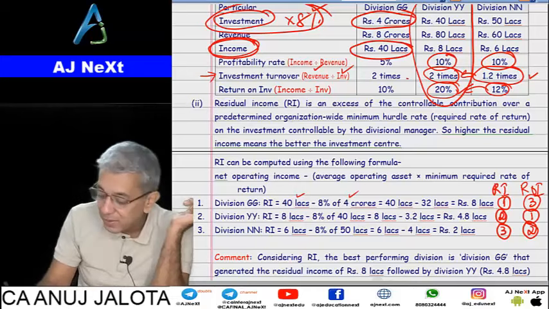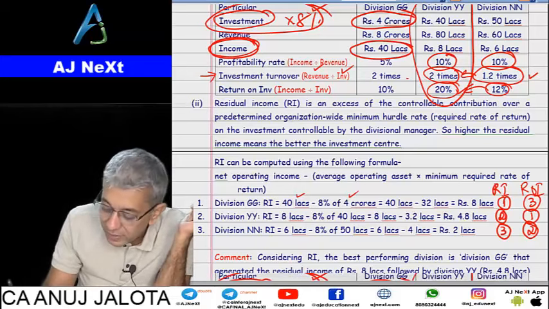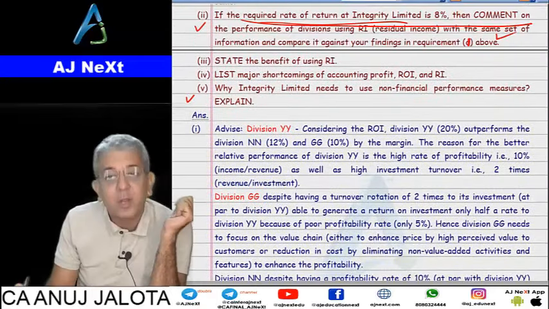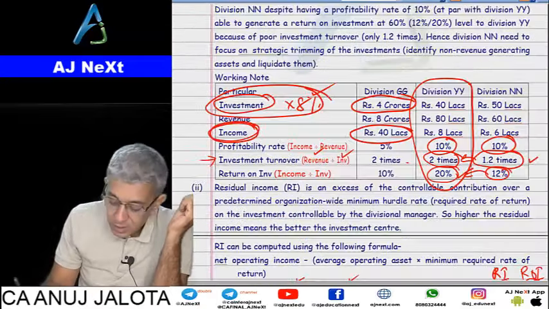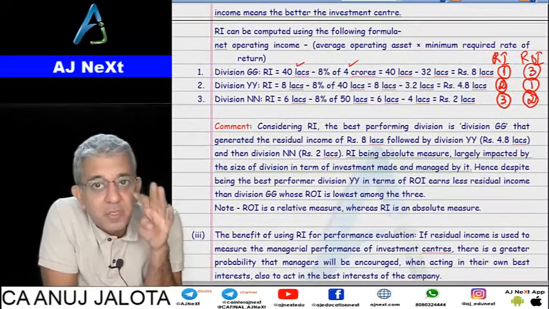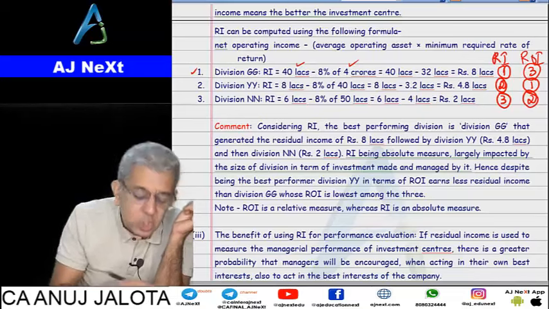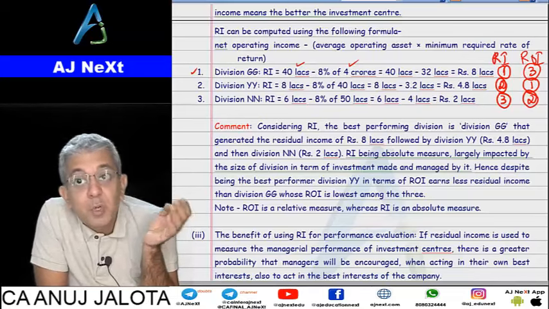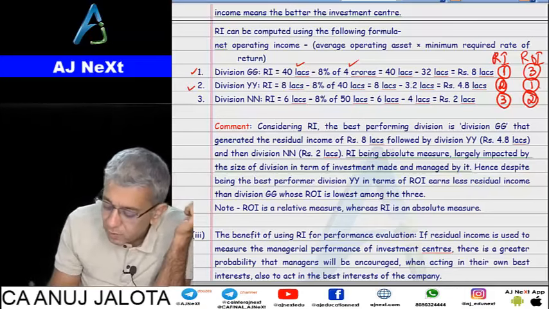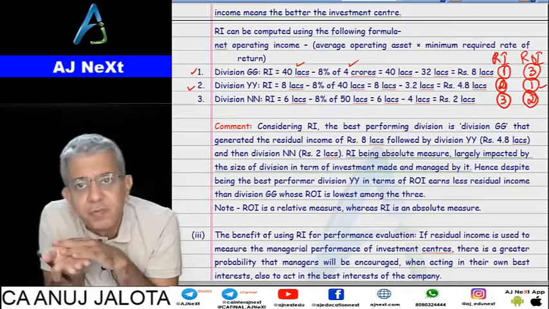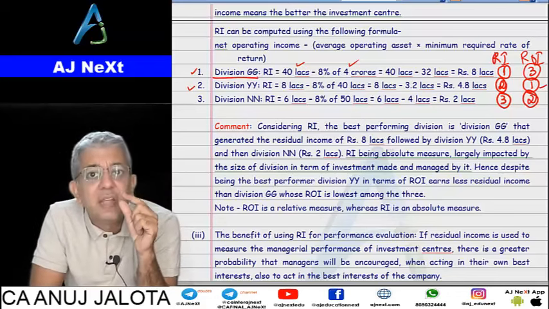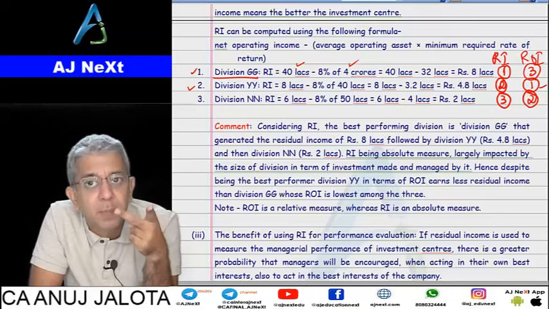That is what will lead to our comments also, because they have told you to compare it with your findings in part one above. So my comments will be like this. Based upon RI, division GG is performing the best. But based upon the ROI approach, obviously division YY was performing the best. Now why this difference? Obviously, this difference is because division GG is a very different size department as compared to the other departments.